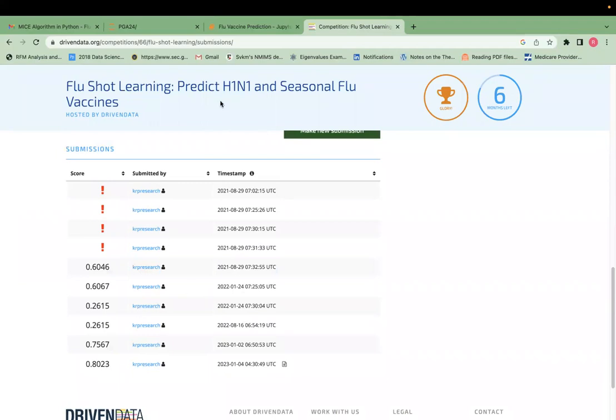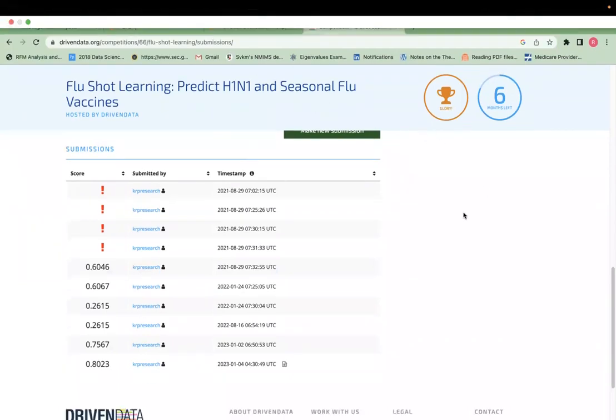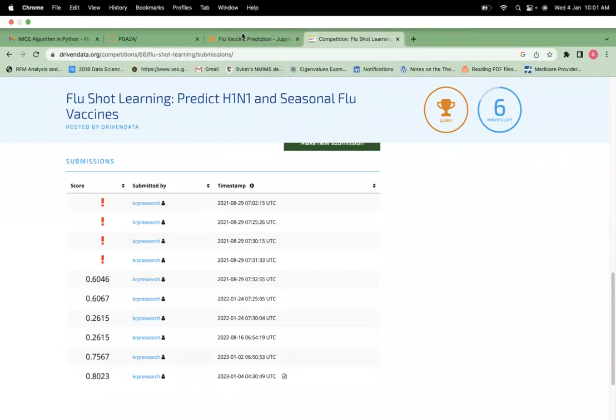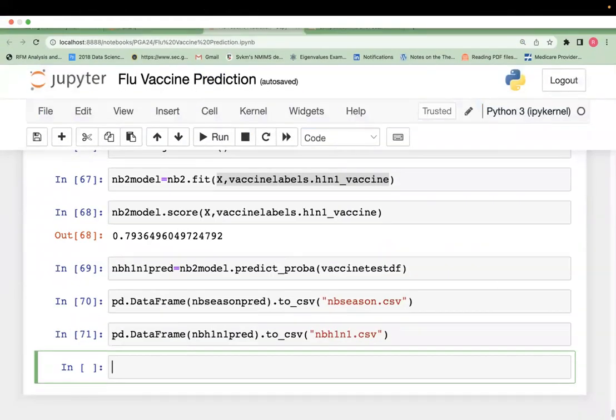Because we have a lot of categorical variables in our data, this model works well with categorical variables. You guys want to submit? Yeah, please submit. I'll wait.